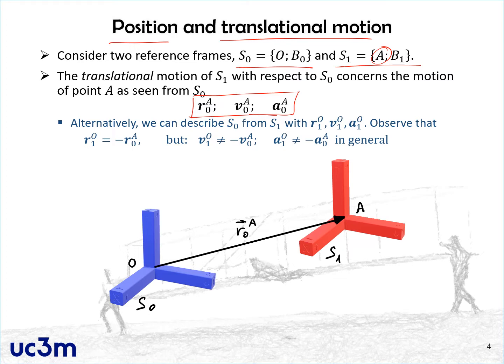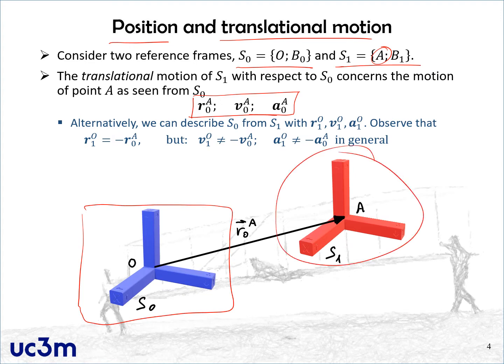As always, in relative motion, we can regard the things in reverse. So instead of trying to describe the motion of S1 from S0, we can think of the motion of S0, okay, here the blue reference frame, from S1. In this case, of course, what we have to provide is the motion of the origin O of S0, as seen from reference frame 1. Observe that although the position vectors are equal and opposite to each other, in general, the velocity and acceleration will not be the same, okay?